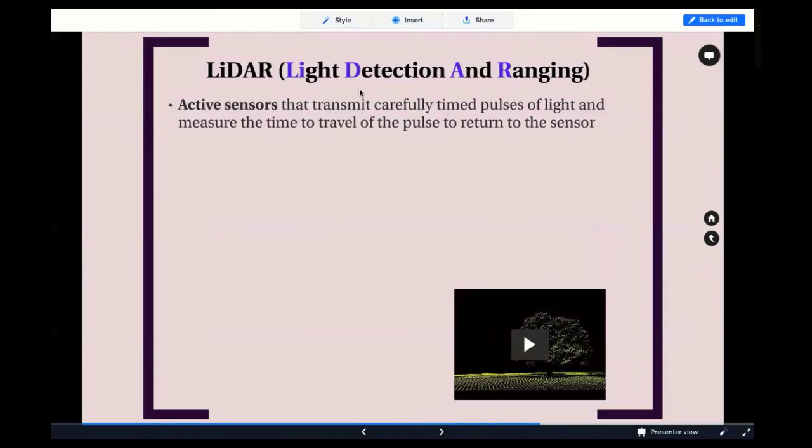So LiDAR refers to light detection and ranging. So we know it also has this great ranging capability for you to measure elevation or measure height of the ground objects. LiDAR is also an active sensor that will transmit energy, basically in the form of laser, to the ground and then measure the time it takes to travel back to the sensor from the object.